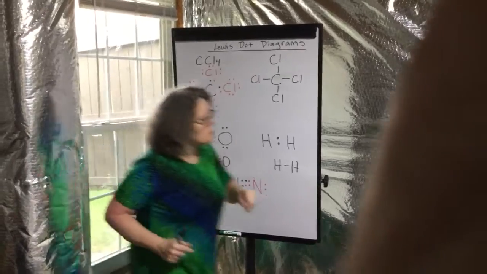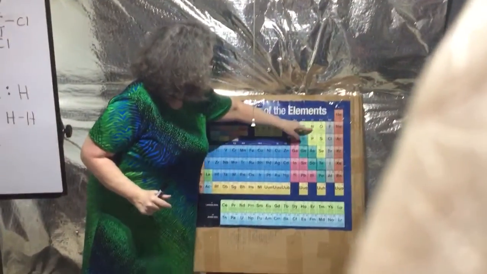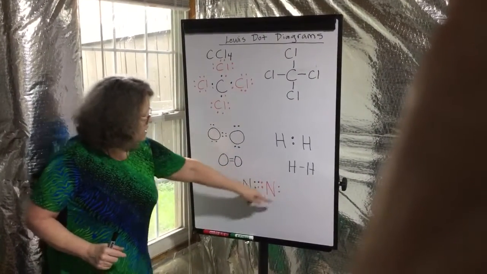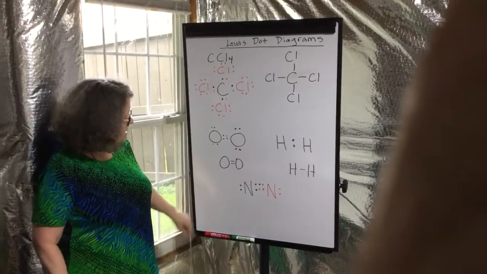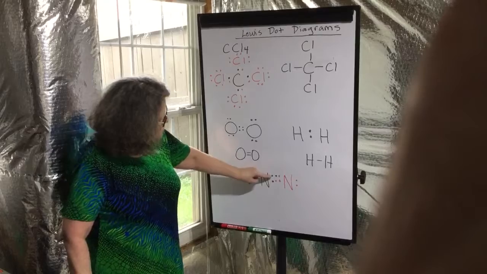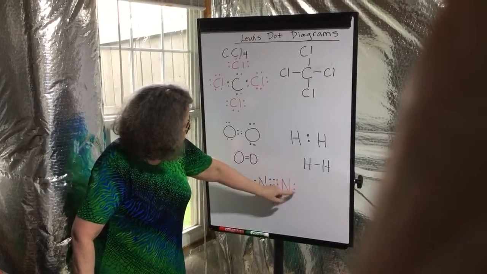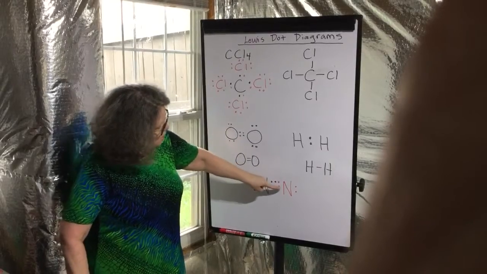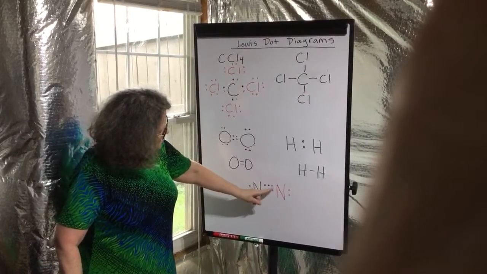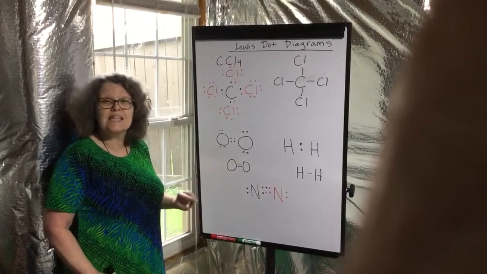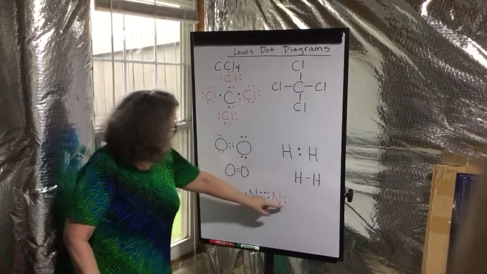Now let's look at nitrogen. It's in group 5. That means nitrogen has 5 valence electrons. So let's look at it. I put these in different colors so it'd be easier to see. This nitrogen has 5 valence electrons: 1, 2, 3, 4, 5. So does this one: 1, 2, 3, 4, 5. And when they share a total of 3 pairs, 2, 4, 6, 8, 2, 4, 6, 8, each one satisfies the octet rule, and they have 8.